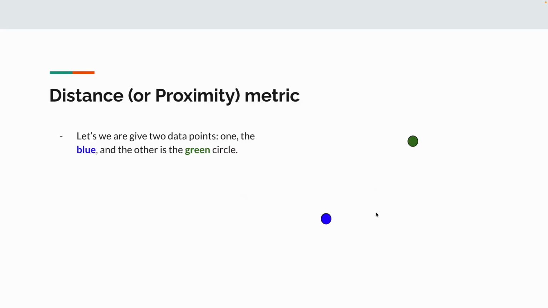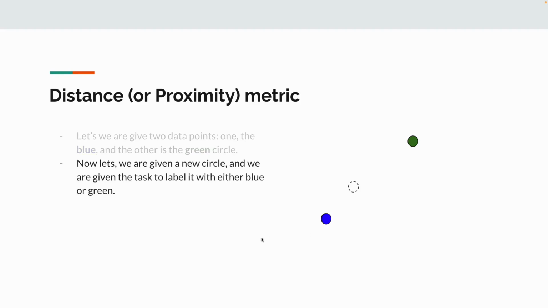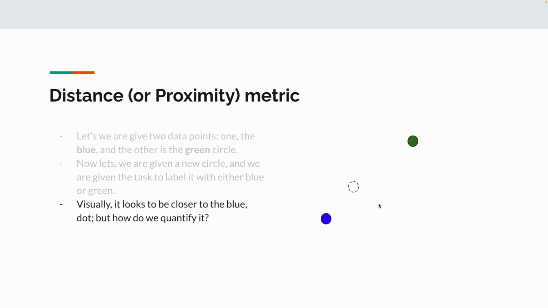Let's say we are given these two data points on a Cartesian plane. One is the green point and one is a blue point. And now we have another point, that is the dotted point here. And we need to decide whether this new point is actually closer to the blue point or the green point. So intuitively, mainly visually, we can infer that this new point is actually closer to the blue point. But how do we quantify this? Okay, so here we will use the distance or proximity metric.